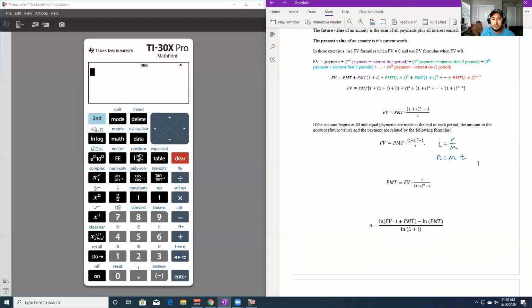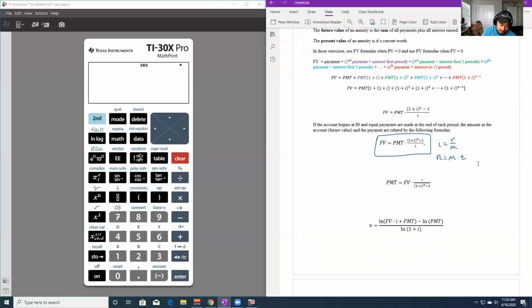Okay, and this says, if the account begins at 0 and equal payments are made at the end of each period, the amount in the account, the future value, and the payment are related by the following formulas. Okay, so what you see below is the first one, which is the future value formula. Future value equals our payment times 1 plus I to the n minus 1 over I. So this is if we're given the payment, the compoundings, the rate, and the time, we plug it into this formula.